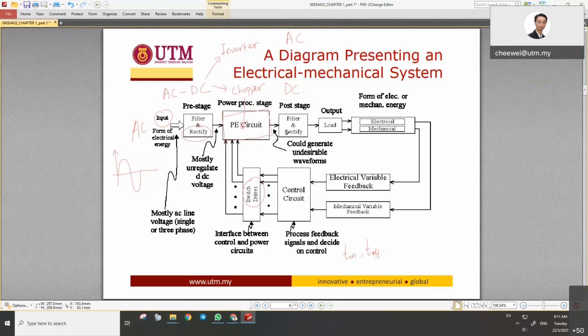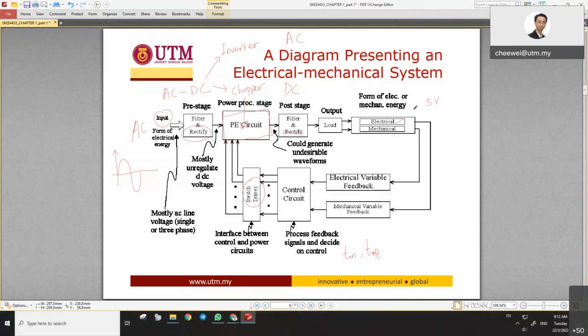The output will also go through the filter and rectifier. I think rectify is a common name. If you already rectify here, then you don't do it here anymore. It depends on what you want, AC or DC. And the output could be either mechanical or electrical. Electrical, for example, 5 volts is electrical output. If it's mechanical, then it connects to a motor, for example, something that we're dealing with kinetics or mechanical.